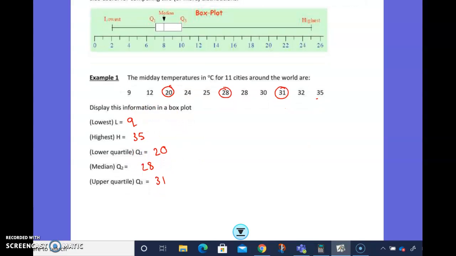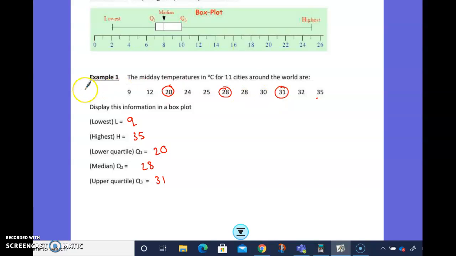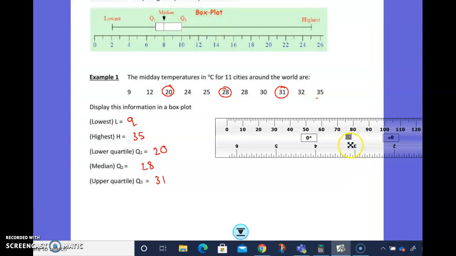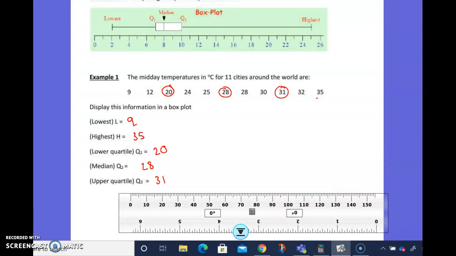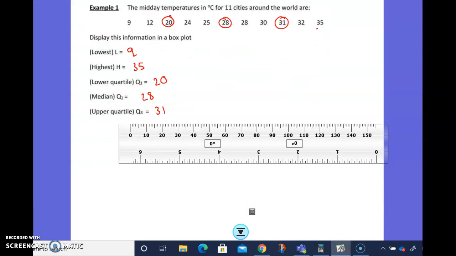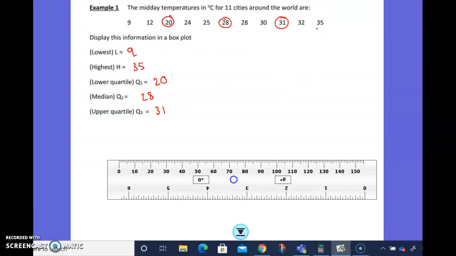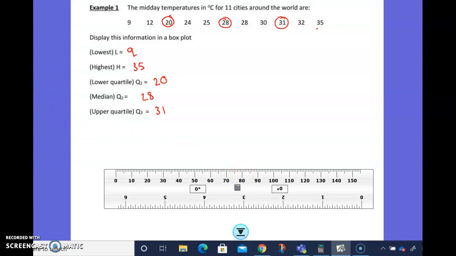Okay, let's put this on a number line then. We don't need to start at 0 when we're doing a box plot. And you could be expected to draw this in an exam. I think that would be very unlikely this year, but you never know. So we don't need to start at 0. So our lowest number is 9, so I'm going to start at 8, and I'm going to go up in 2s.